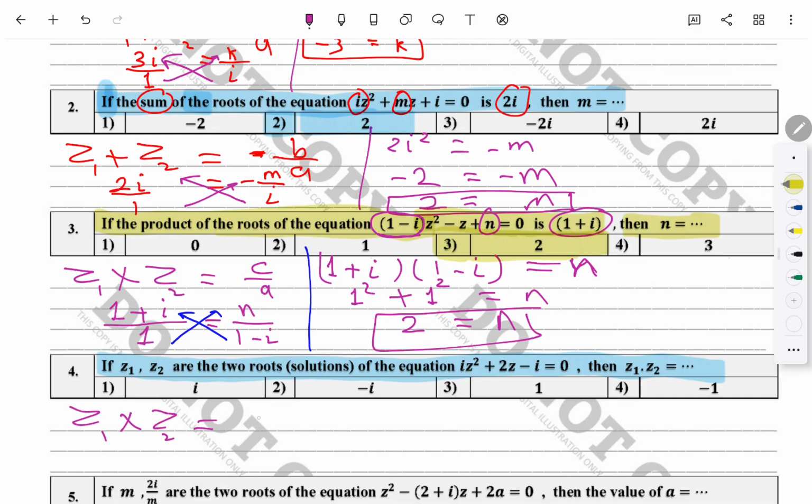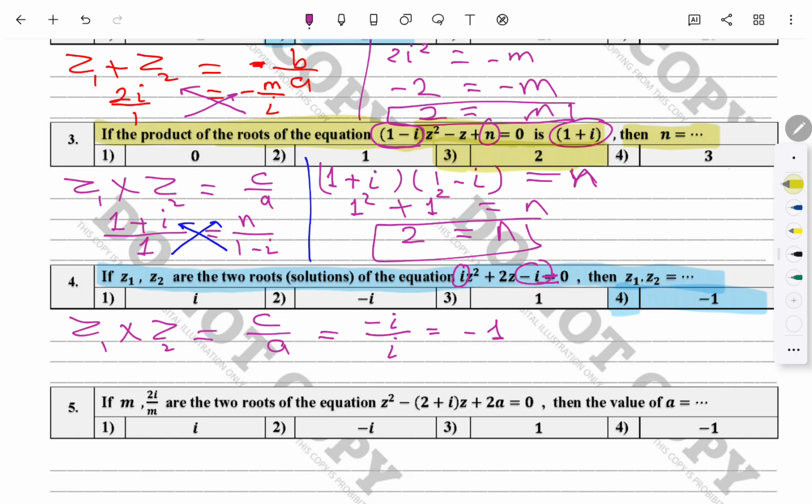z1 times z2 will give you c over a. Be sure that your equation is equal to 0, and c is going to be the constant term which has no z beside it. Negative i divided by a is going to be the coefficient of z squared, so divide negative i over i. That will make it negative 1. So our choice is going to be the last, which is the fourth, negative 1.